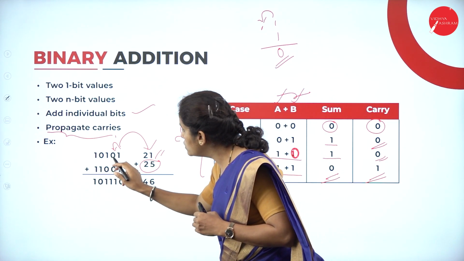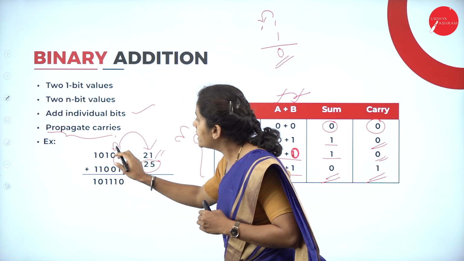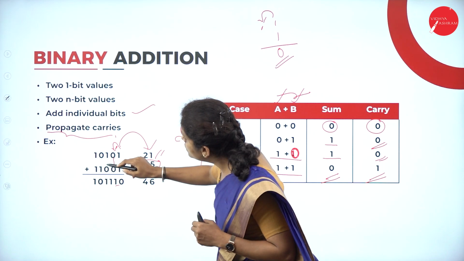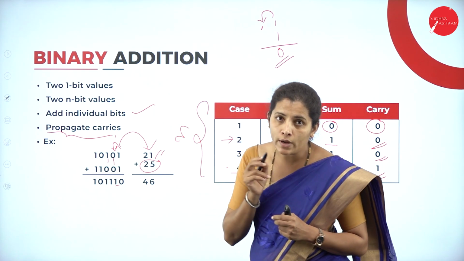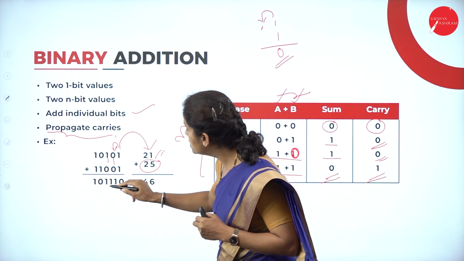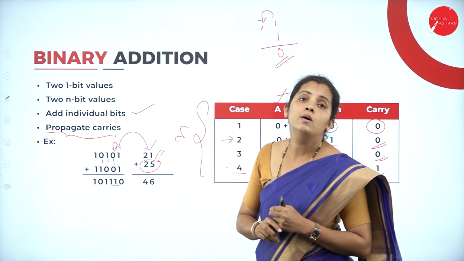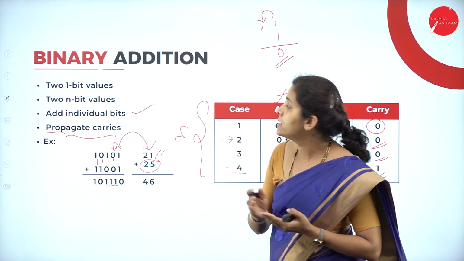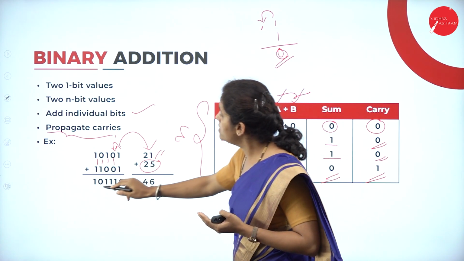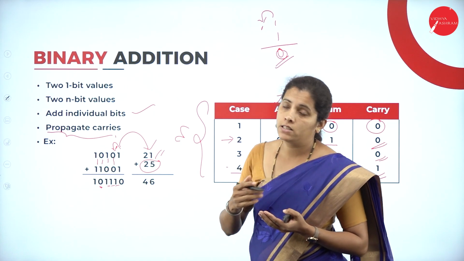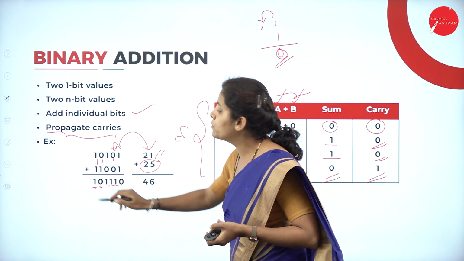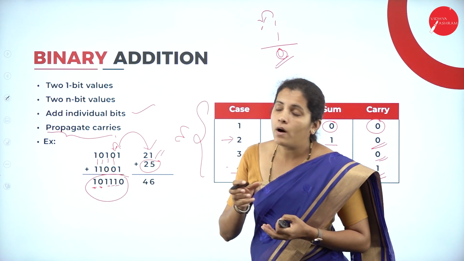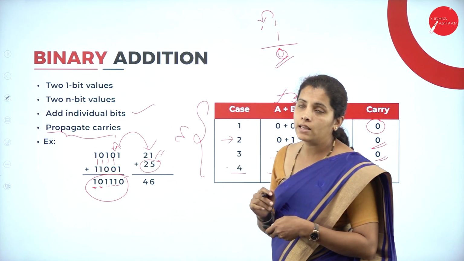So here I have 0 and 0, plus the 1 carry. 0 plus 1 is 1. Here I have 0, 1. That means I'm going to add 0 plus 1, it is 1. Now I have 0 plus 1, once again 1. Here I have 1 plus 1, the sum is 0 and the carry is 1. So I'm going to write the carry. This is the actual sum of the given binary numbers.